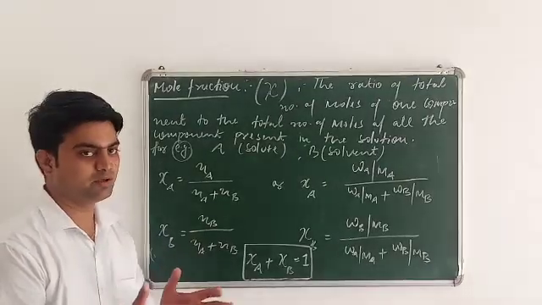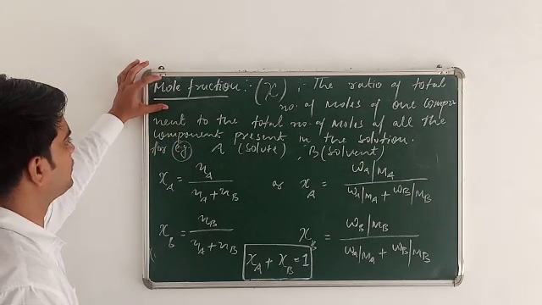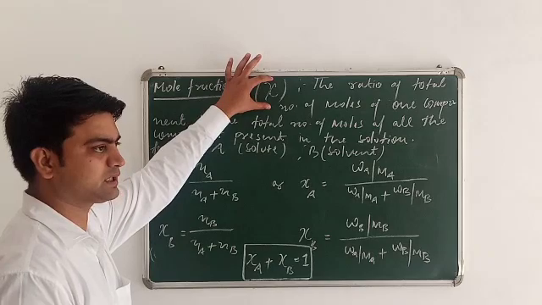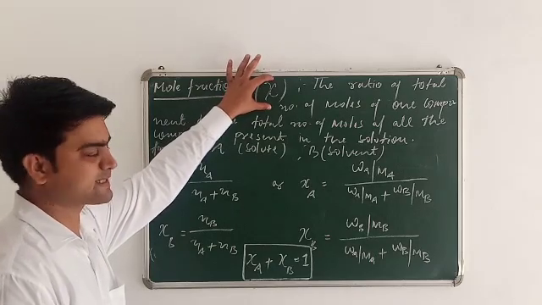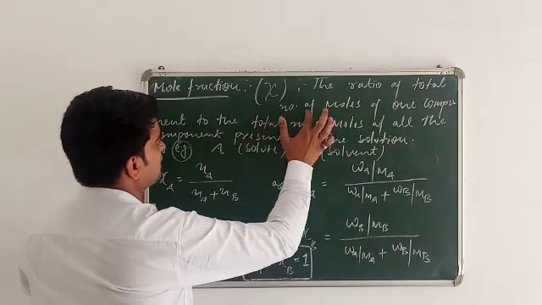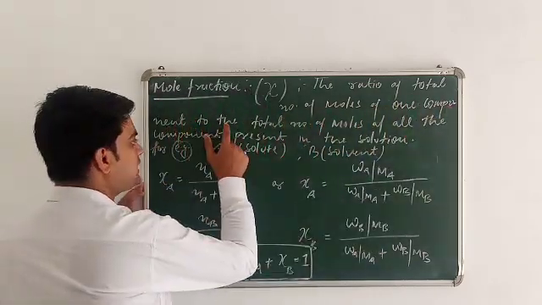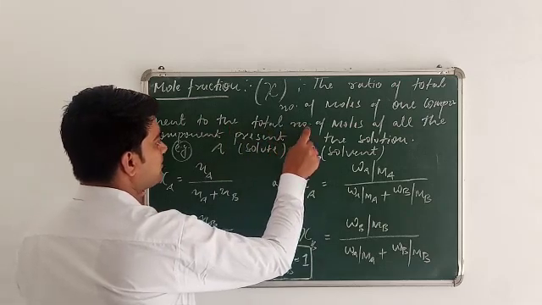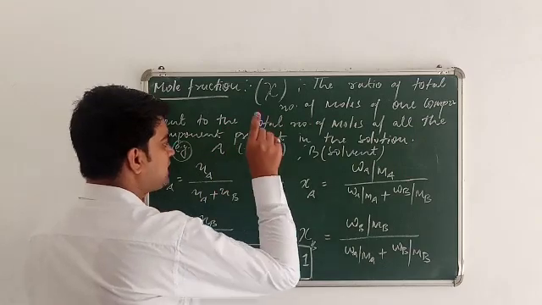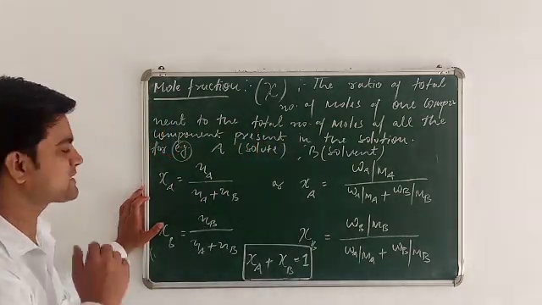Okay, come on, we talk about the mole fraction. The mole fraction is denoted by this symbol. This is a Greek letter which is known as chi. The ratio of the number of moles of one component to the total number of moles of all the components present in the solution is known as mole fraction.